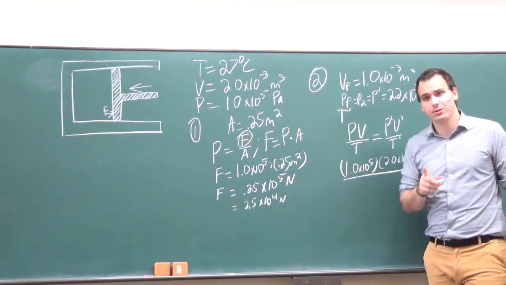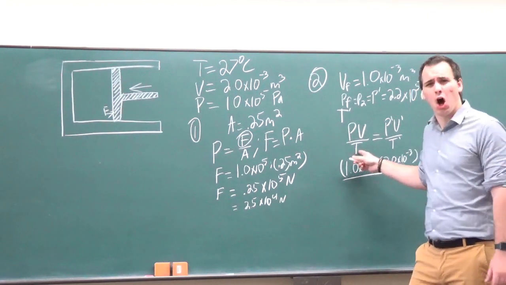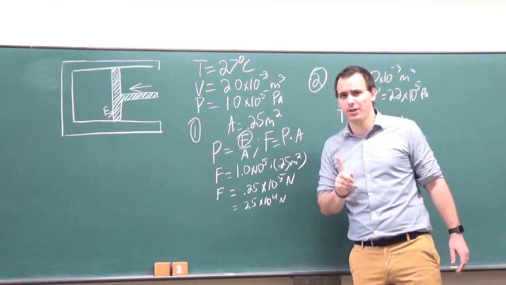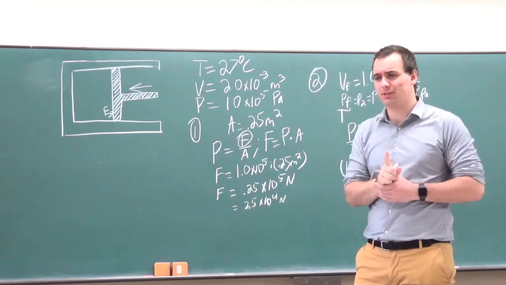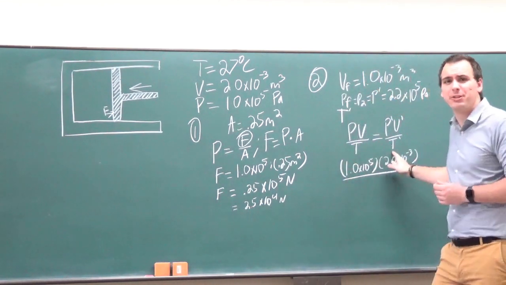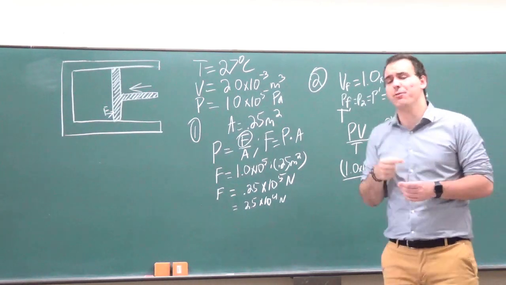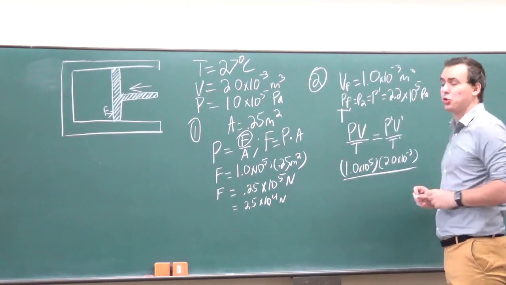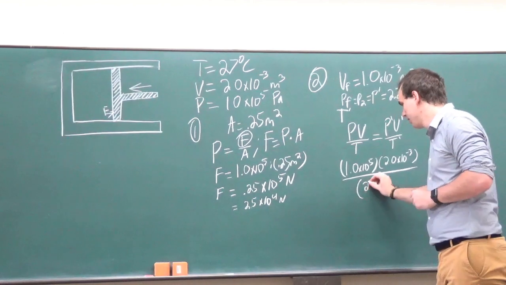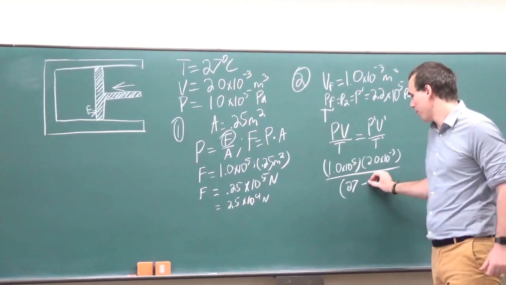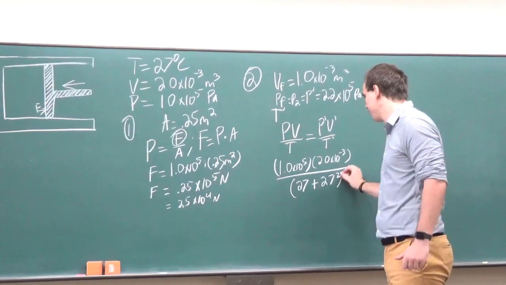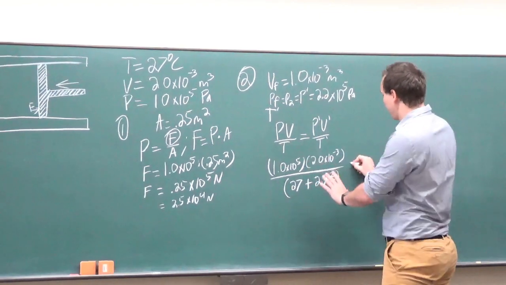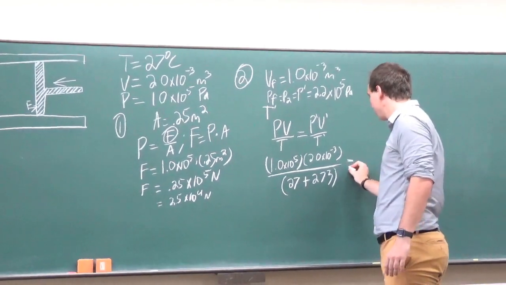Now this is important. You may think, oh, our original temperature is 27 degrees. No. You're missing an important fact. Whenever you use any of these relationships, you need to convert from Celsius to Kelvin. So this is not 27 degrees Celsius. This is 27 degrees Celsius plus 273, which will, of course, bring us to Kelvin. All right, the left side is good. Let's look at the right side now.